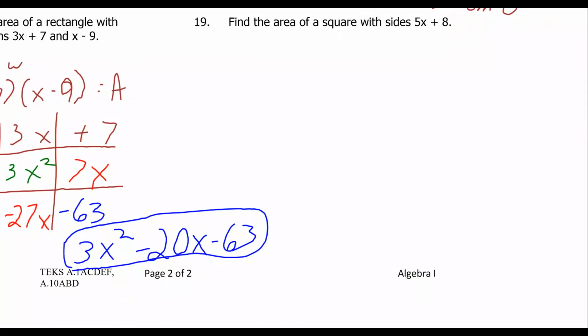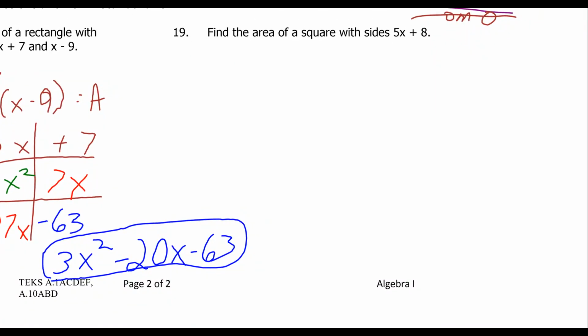Now, number 19, we're going to find the area of a square with sides 5x plus 8. Now, if you remember, the area of a square is equivalent to s squared, which means that the area equals 5x plus 8 squared. Okay? Now, like I said, a lot of y'all are going to go in there and say 25x squared plus 64. That's the answer, Mr. Houston. And I'm going to be like, no, it's not. Wrong. And you're going to cry about it. And it's going to be too bad.